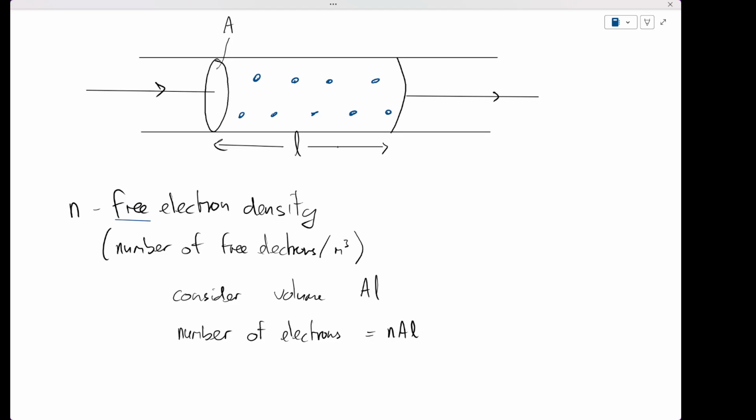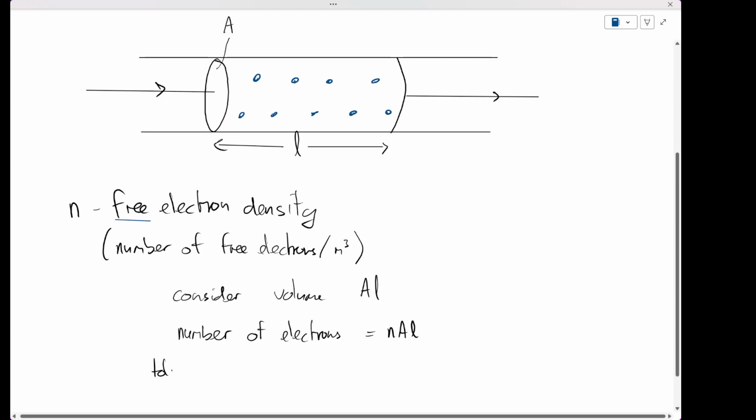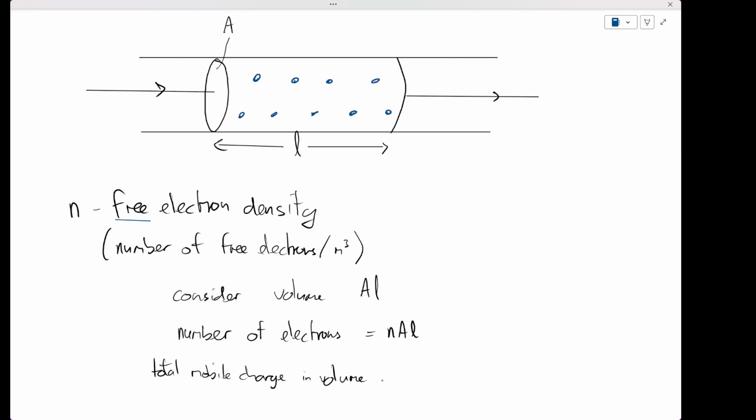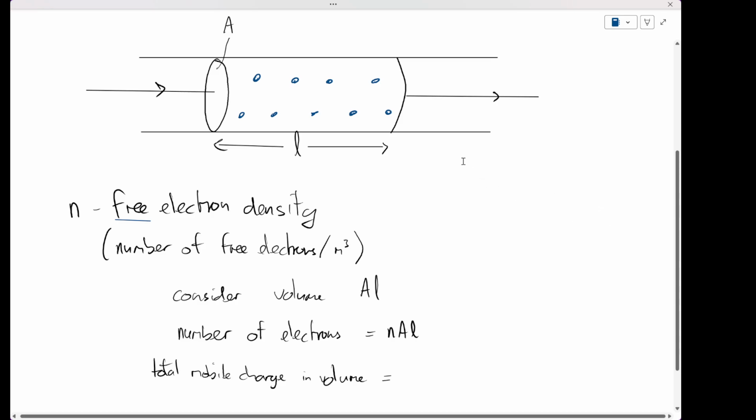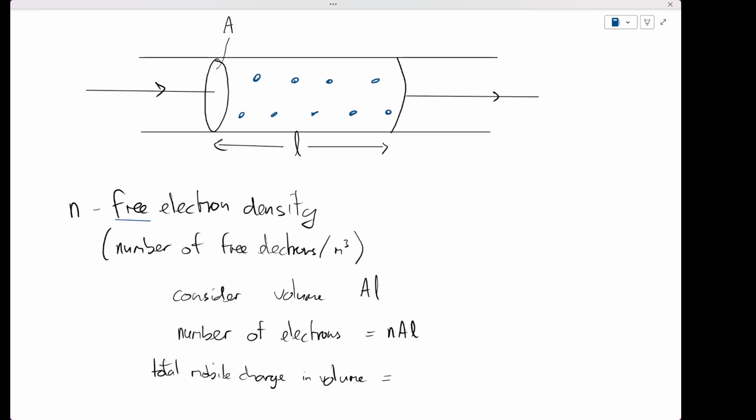nAL. That's important because it tells us the total amount of mobile charge in that volume. Obviously the total charge in that volume is zero, as there will be as many positive ions as there are free electrons. But that total mobile charge is what carries the current around our circuit. It's the charge that is free to move, as represented by these free electrons.